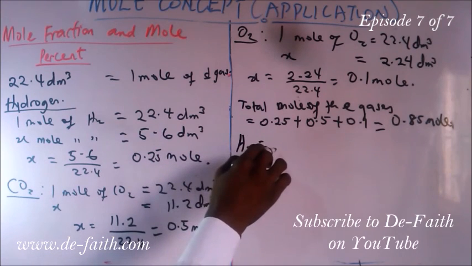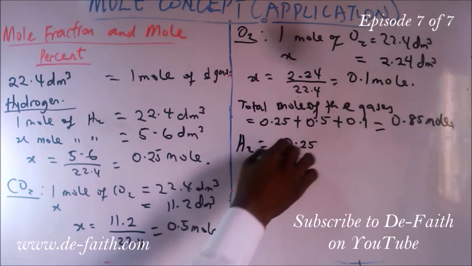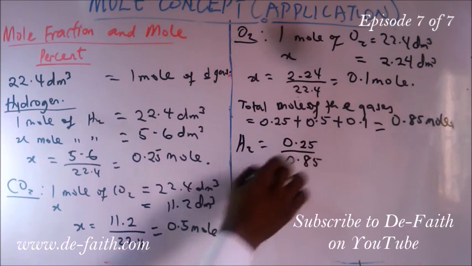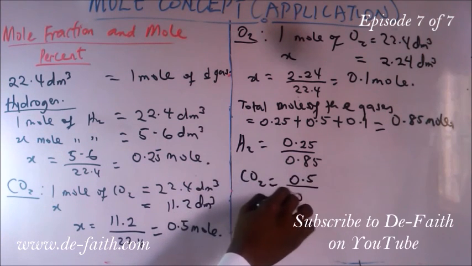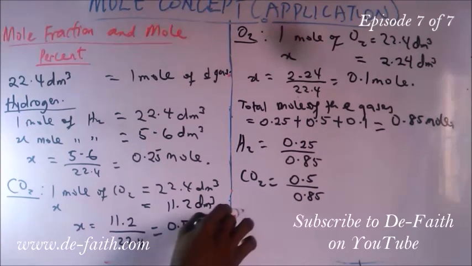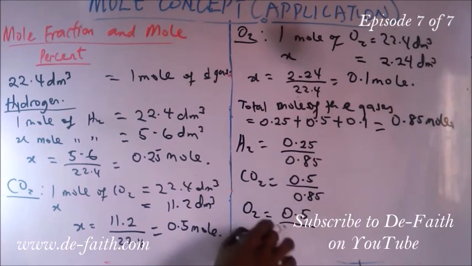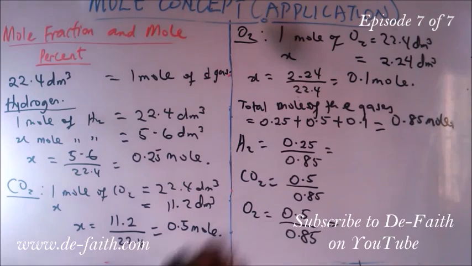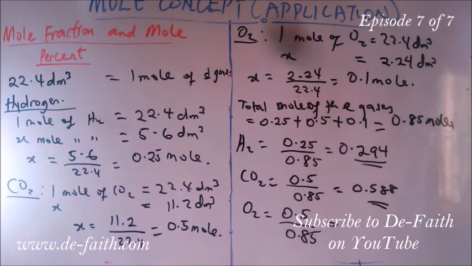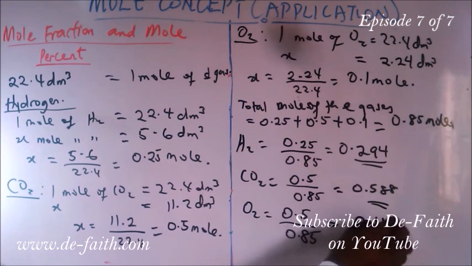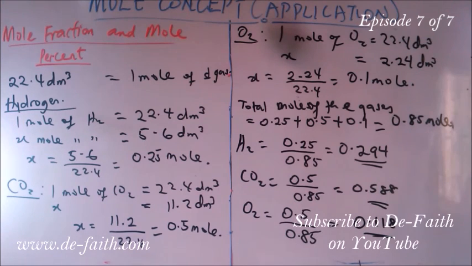Mole fraction for hydrogen is 0.25 over 0.85. Then for CO2, we have 0.5 over 0.85. And then for oxygen, we have 0.1 over 0.85. So this is 0.294. That's the mole fraction for hydrogen. And then we have 0.588. This is the mole fraction for carbon dioxide, and 0.118. This is the mole fraction for oxygen.